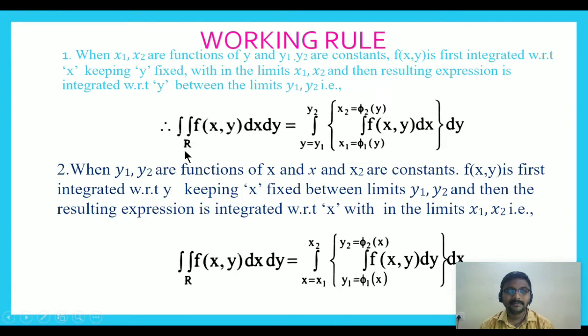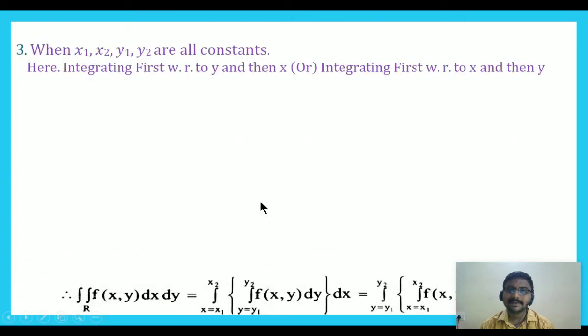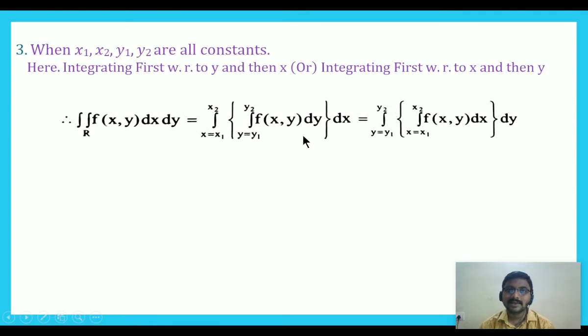Once again, if the x limits are in terms of y and the y limits are constant, then apply integration with respect to x and then y. If the limits of y are variable limits in terms of x, then apply integration first with respect to y and then x. Here the x limits are constants. If all the limits of the double integral are constants, then apply integration with respect to x and then y, or with respect to y and then x. In both cases, we'll get the same result. These three steps are very important to find the result of the double integration.